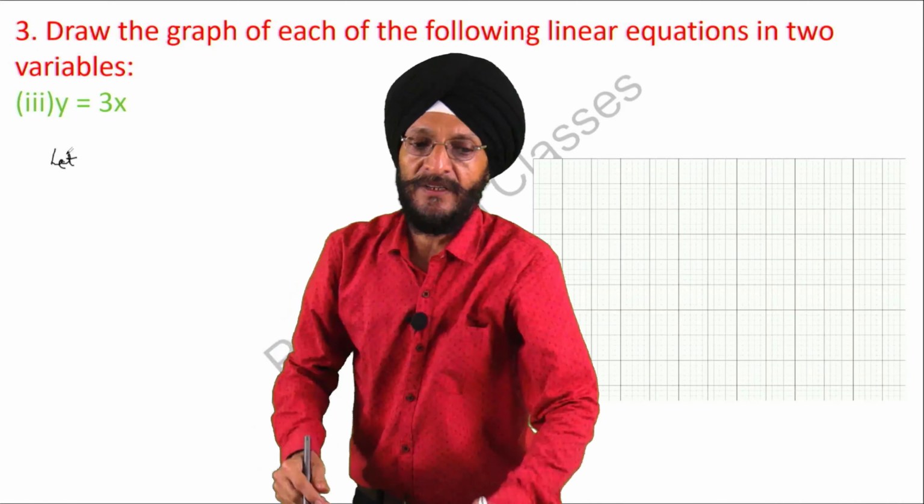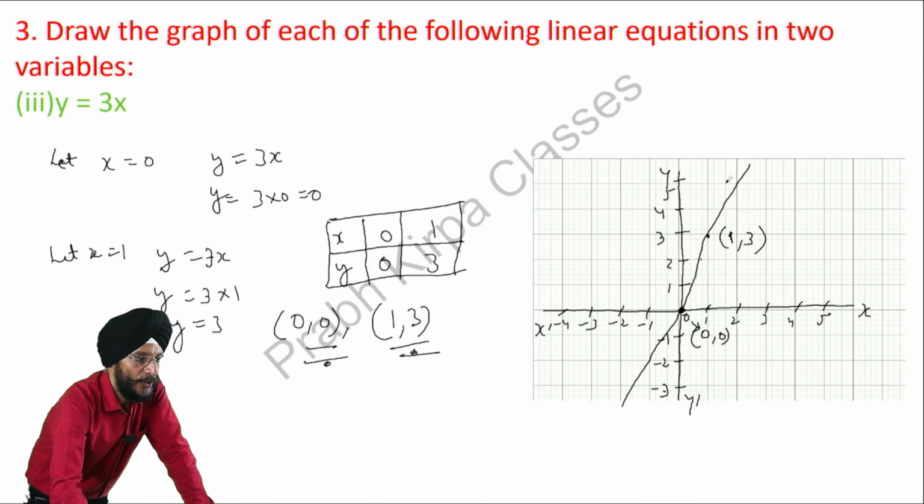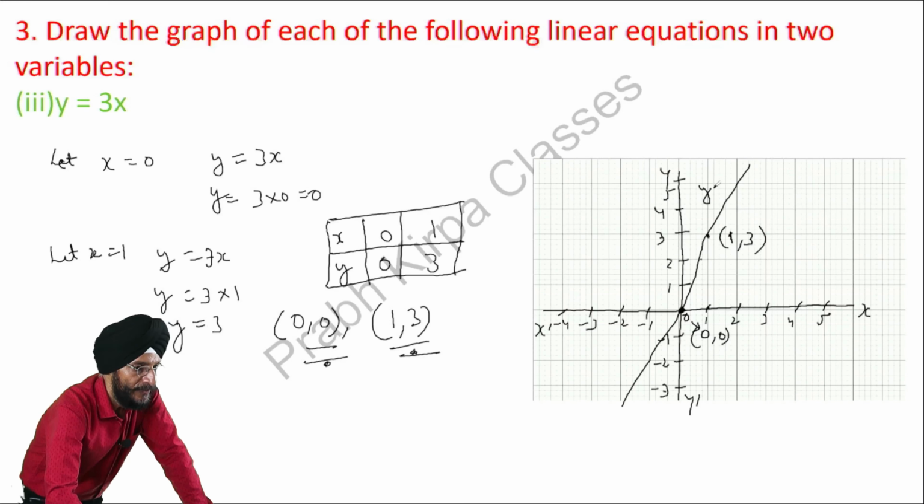By joining these 2 points, here the value of x is 1 and the value of y is 3. You are to write the solutions at each of the points which you join, and you are also to write the equation. What is the equation? Y is equal to 3x.